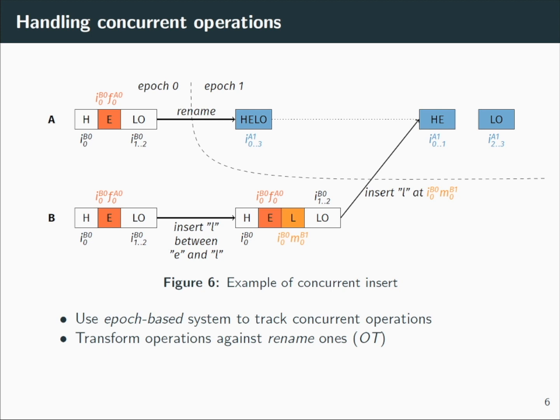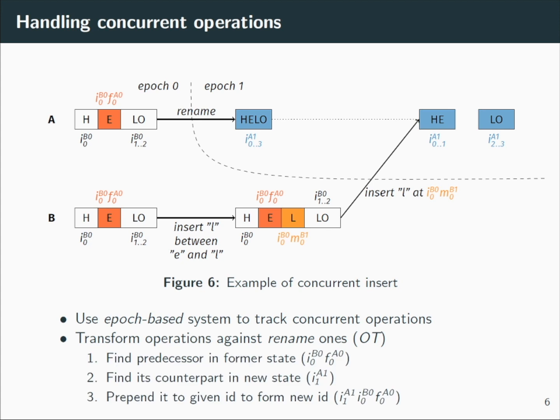The algorithm to transform concurrently inserted identifiers against a rename is described in the paper, but to give you the main idea, we find the predecessor of the given ID in the former state, the state before the renaming. Then we find its corresponding new identifier in the new state, the state after the renaming. And finally, we generate a new ID for the new element by concatenating the new predecessor ID to the given ID. This way, we are able to insert the element at the correct position.